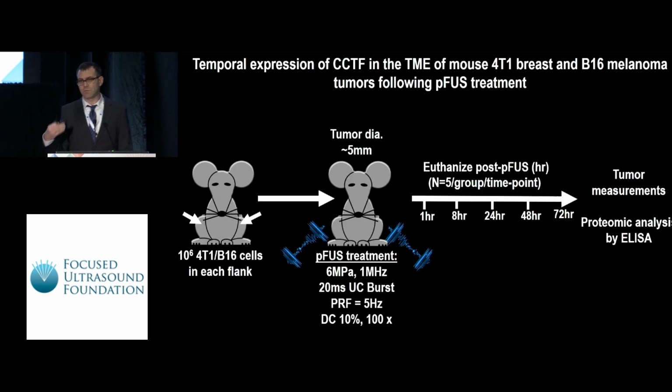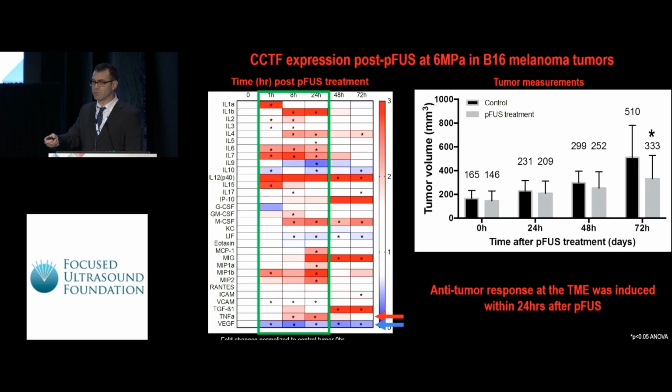Then we moved to sonicating, to treating these tumors, with FUS at 6 megapascals. If you're wondering why 6 megapascals, you should wait for our next talk, which my colleague Dr. Peru will explain. Anyway, we used the same model, and on day 1, we treated the tumors with FUS at 6 megapascals, and at the period of 72 hours, we harvested the tumors and characterized their proteomics profile.